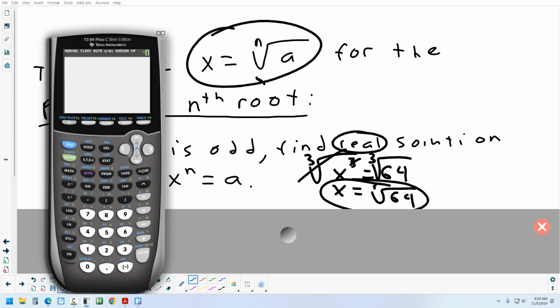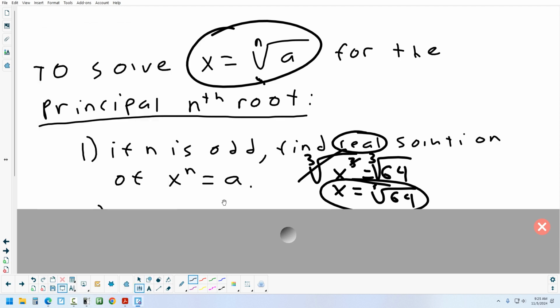So to type in a cube root, there's a couple ways you can do it. I'm going to show you a way that works for any root. First thing you do is you type in your index. So we're doing a cube root, so we're going to start with a 3. Then you're going to press math, and then you're going to go to option 5. Option 5 will take that 3 that you typed in and turn it into the index. And now you can put in 64, and you get an answer of 4. Again, not the only answer, but it is the real answer, and that's the answer I want.